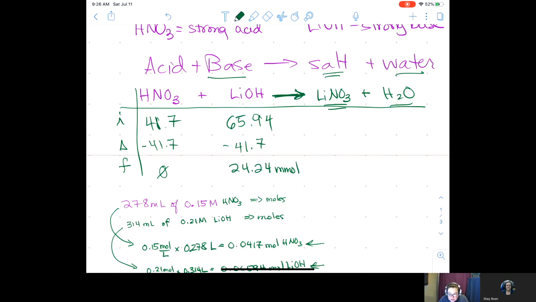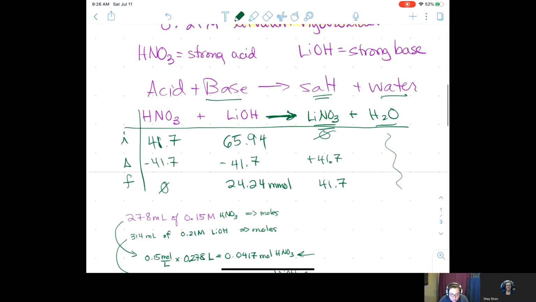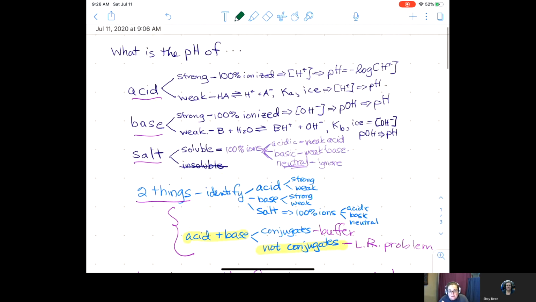But I have to pay attention to my products. I don't have to pay attention to the water, but I have to pay attention to that salt that's formed. So I start with 0 lithium nitrate and I gain 41.7 millimoles of lithium nitrate. So I have 41.7 millimoles of lithium nitrate at the end. Once that reaction is finished, I repeat the flowchart process. I look at what's left in my beaker and I identify, do I have an acid that's left? If so, is it strong or weak? Do I have a base that's left?